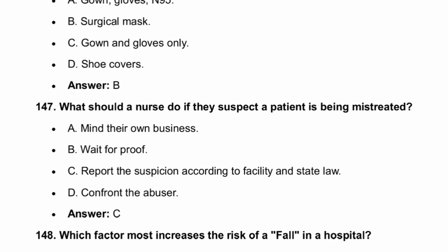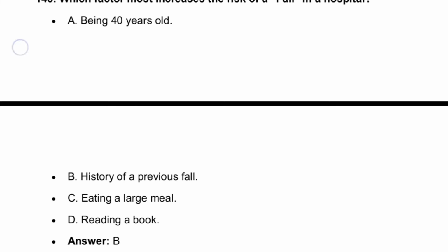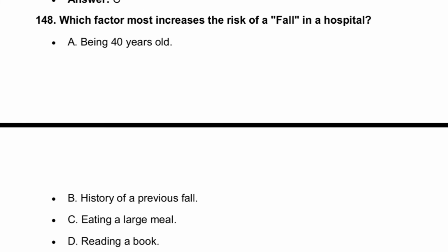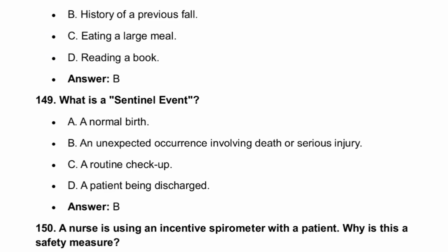What should a nurse do if they suspect a patient is being mistreated? Mistreated হচ্ছে যেটা, C হচ্ছে answer. Report the suspicion according to facility and state law. Which factor most increases the risk of fall in a hospital? Answer হচ্ছে B, history of previous fall. What is the sentinel event? সেন্টিনেল ইভেন্ট কি? B, an unexpected occurrence involving death or serious injury.